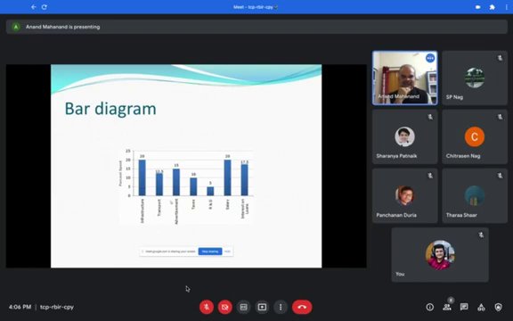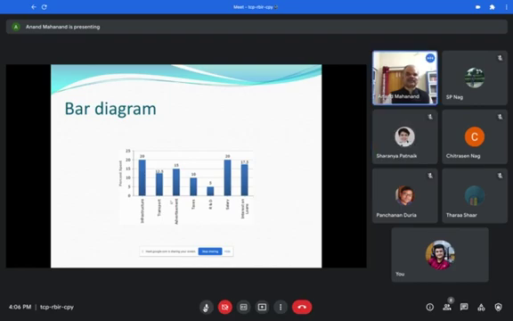The figures are represented correctly or not? Tell me. At least one yes? Yes, sir, it is correct. Okay, very good. Is that Saranya? Yes, sir. Very good. Thank you for that response.